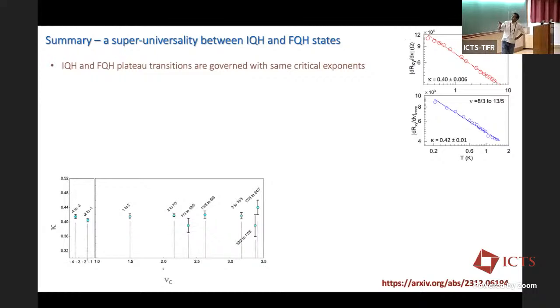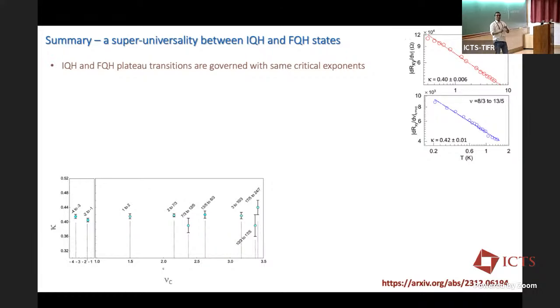So what we show is that there is some sort of super universality where the integer quantum Hall and the fractional quantum Hall transitions are governed by the same critical exponents. Now this is surprising if you think of it, because the quasi-particles in integer and fractional quantum Hall are completely different. Integer quantum Hall, I can understand very well in terms of non-interacting electrons. For fractional quantum Hall, I understand the transport in terms of composite fermions. They have very different statistics and very different distribution functions, but yet when it comes to something basic like these plateau to plateau transitions, they obey the same critical exponents.